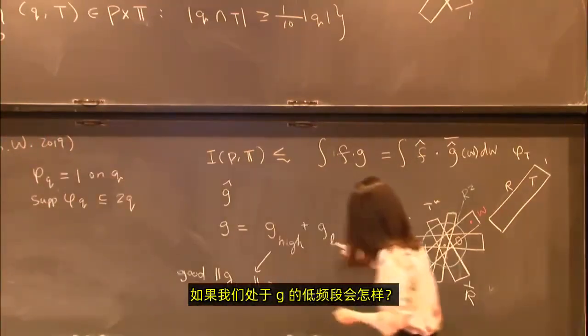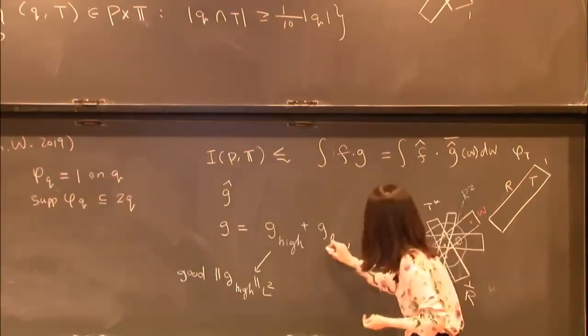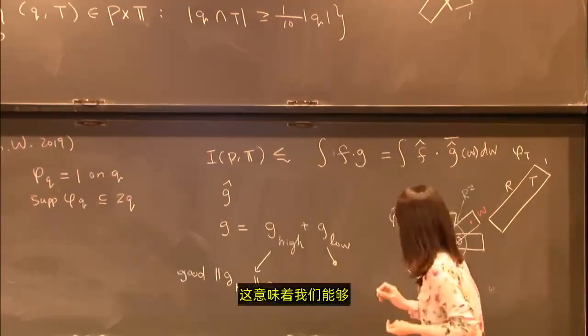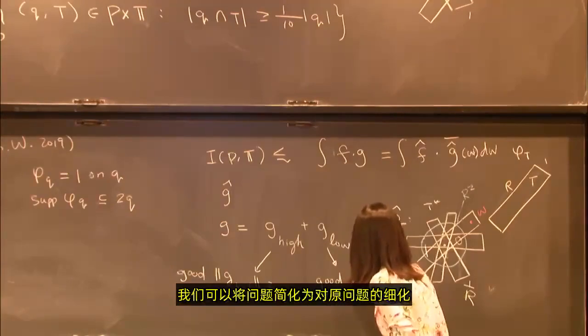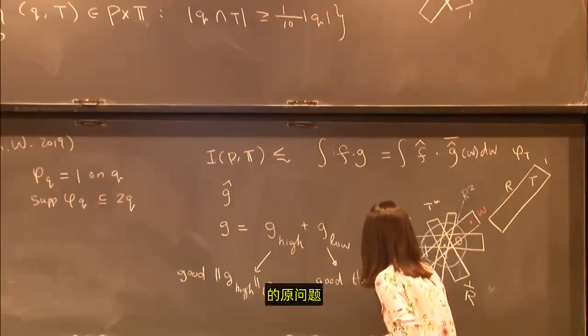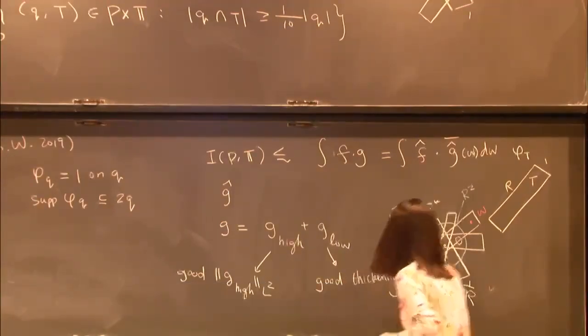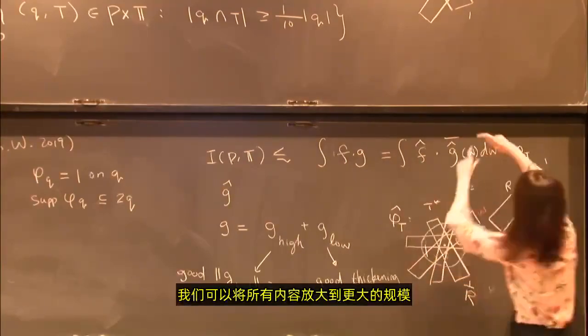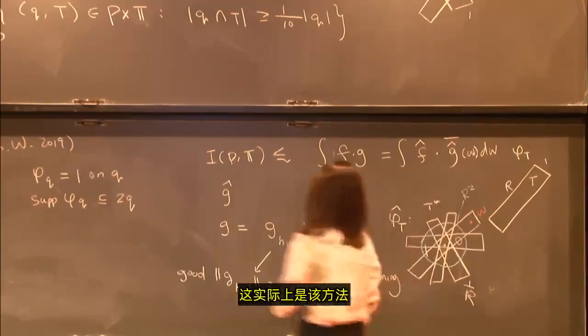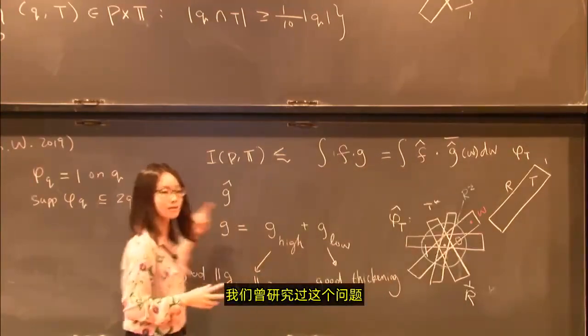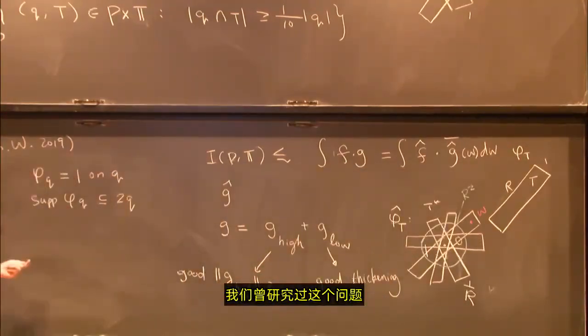And what happens if we are in the g low frequency? This will imply that we can reduce our problem to a good thickening of the original problem. So it means that we can thicken everything to a larger scale. This is essentially the method that we used to study this problem.